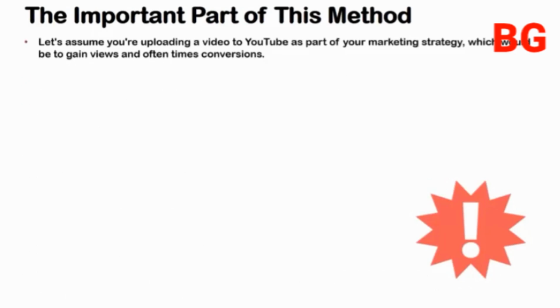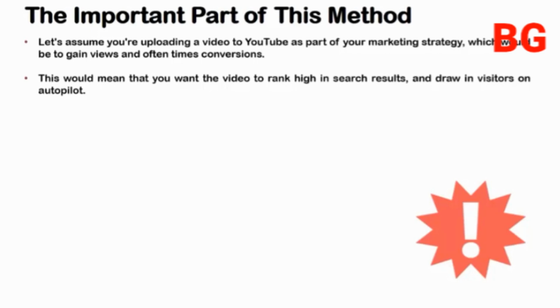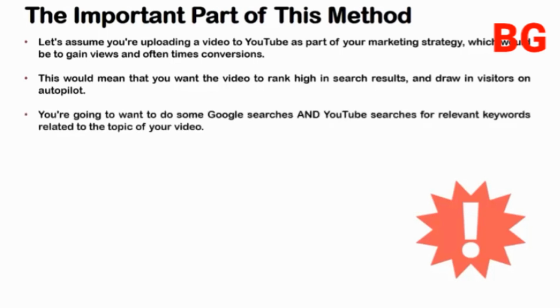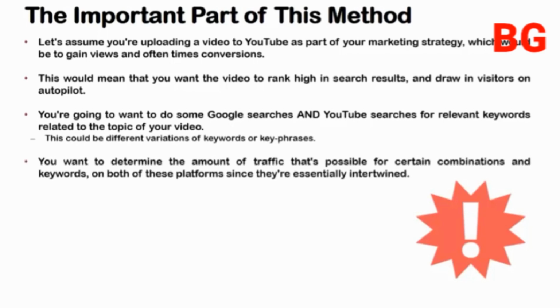Let's assume you're uploading a video to YouTube as a part of your marketing strategy, which would be to gain views and oftentimes conversions. This would mean that you want the video to rank high in the search results and draw in unique visitors on autopilot. After all, that's one of the biggest benefits of video marketing as a whole when it comes to the internet. You're going to want to do some Google searches and YouTube searches for relevant keywords related to the topic of your video. This could be different variations of keywords or key phrases. You want to determine the amount of traffic that's possible for certain combinations and keywords on both of these platforms since they're essentially intertwined.